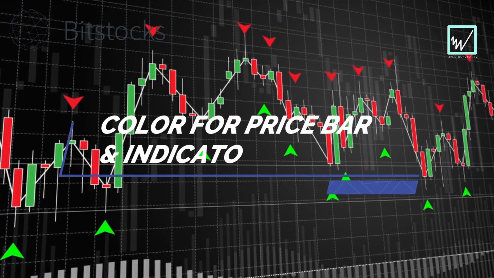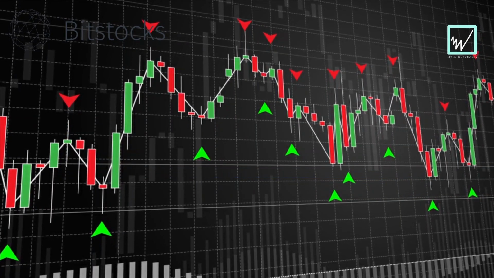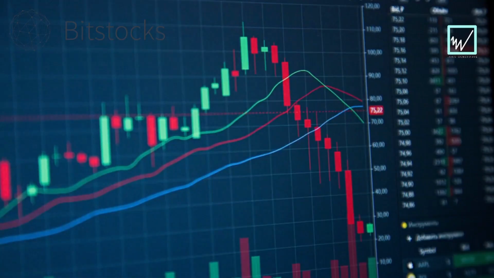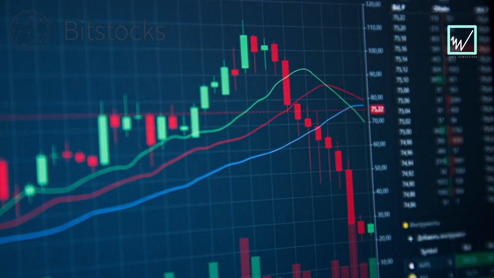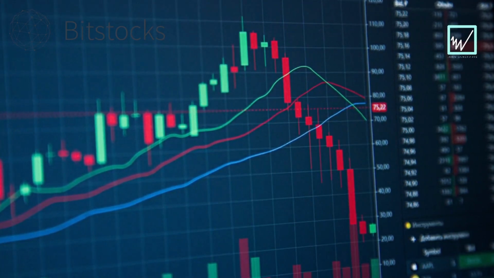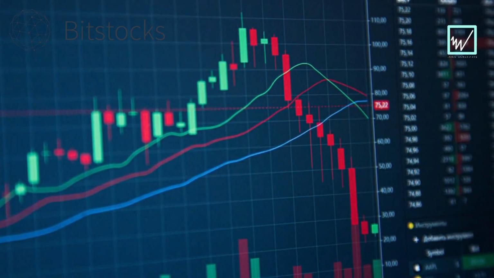Picking a color for the price bar and indicator. The price bar and the indicators should be carefully chosen because they are mostly what you will be looking at all the time. The colors should match the background color. For the up price bar I use green, and for the down price bar, I use red. These two colors will match perfectly with any of the neutral background colors I mentioned earlier.